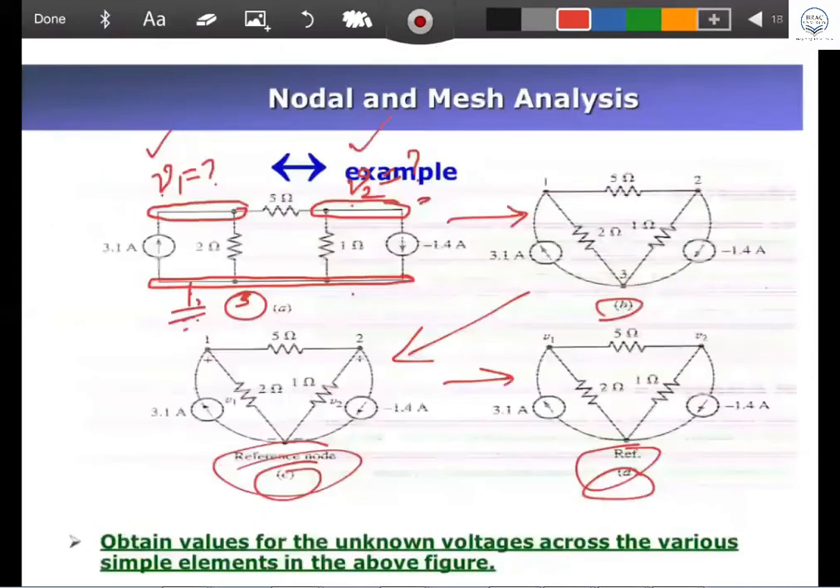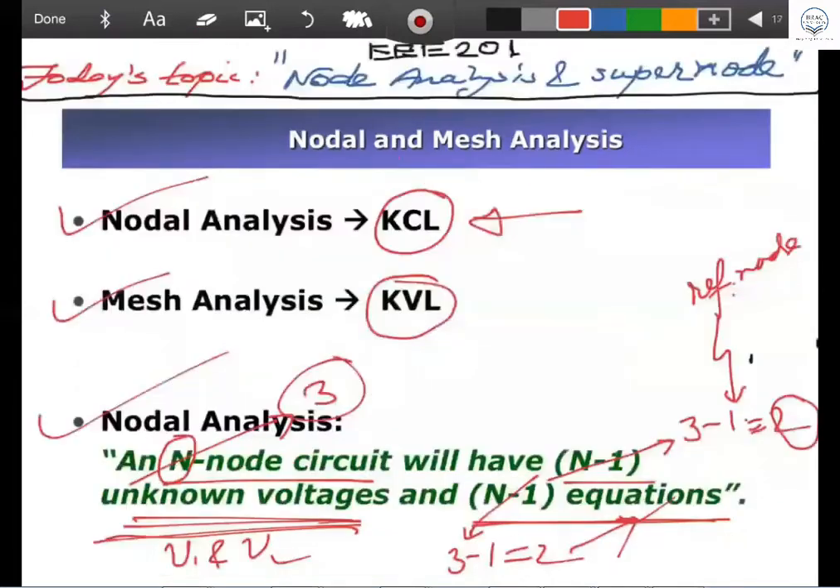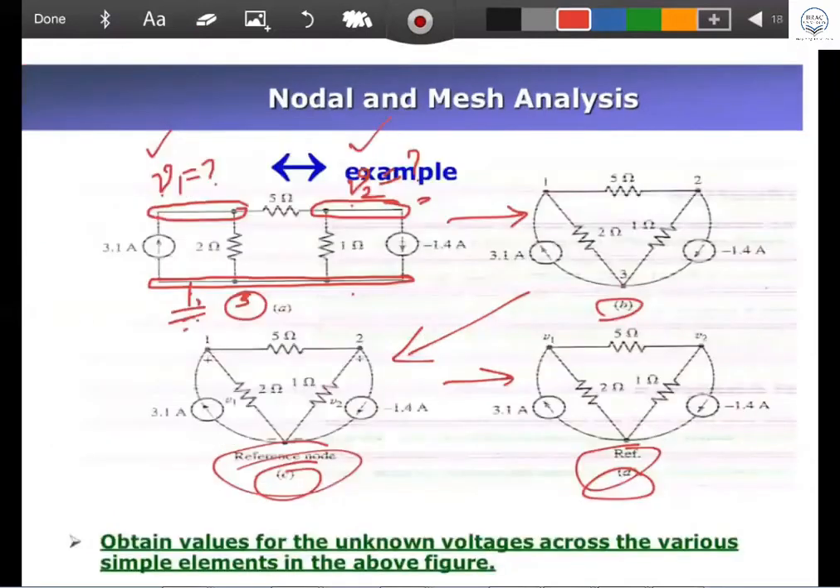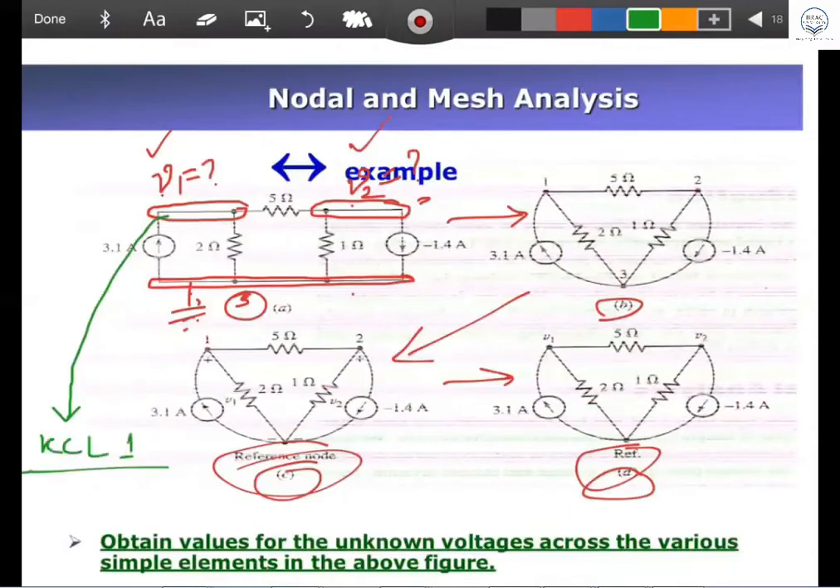That is what we can now find from the node analysis, where the node analysis should be applied at the node. And what should you apply for node analysis? The KCL. You have to apply the KCL at the node, and at these two nodes, node 1 and node 2, you have to apply the KCL. So node 1 is this one, so you apply the KCL here. This is your node 1, so you have to apply KCL1 at node 1.